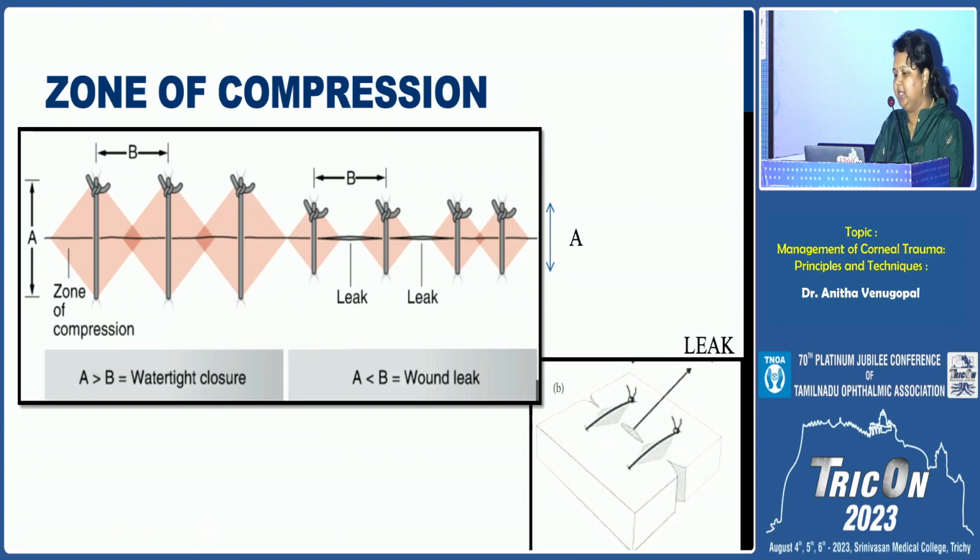What is the zone of compression? The importance of this is that whenever a suture is tied, it compresses some tissue inside between the bites. So a triangular zone is created between the half of either side of the suture. This zone of compression has to overlap between the sutures to obtain a watertight compartment. If it doesn't overlap, it causes a leak.